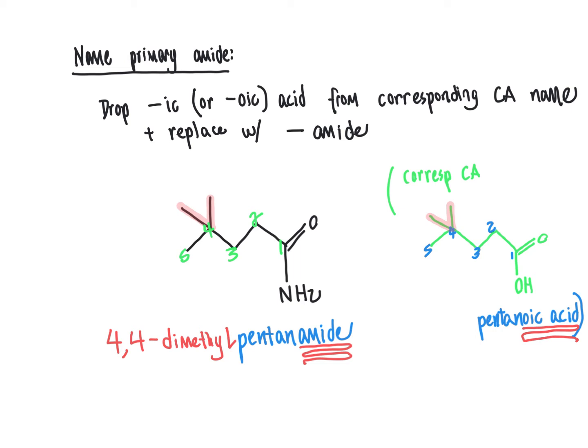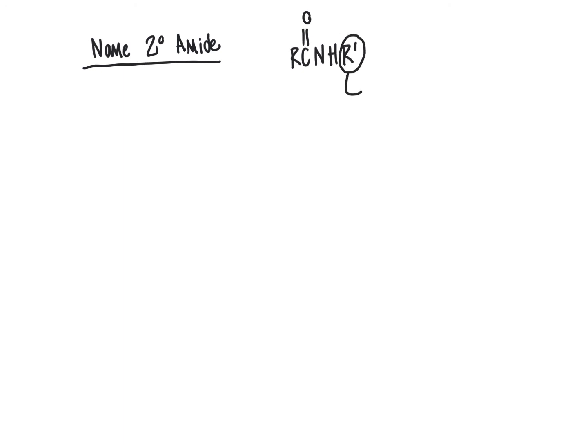Let's take a look now at naming secondary amides. Specifically, the challenge that we're going to run into when naming a secondary amide is that we have alkyl groups directly bonded to the nitrogen atom. So with our secondary amide, we have our nitrogen, and then we have one hydrogen, but we also have an R group here that I'm calling R prime, and we need to name that group. The way that we are going to name that group is as a so-called N group.